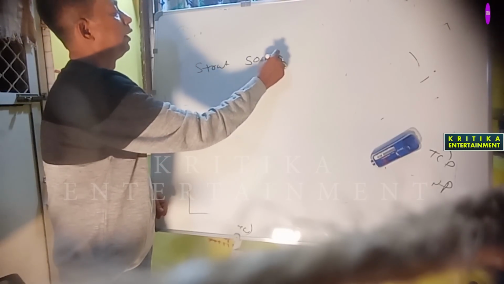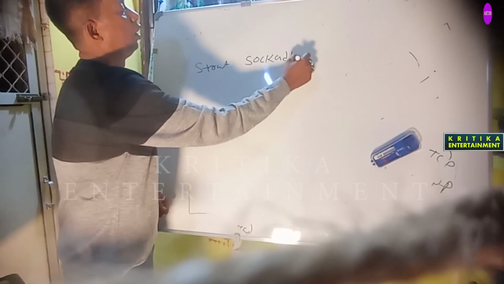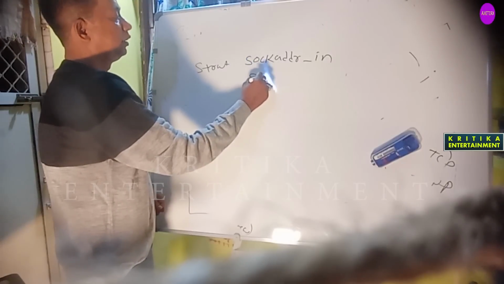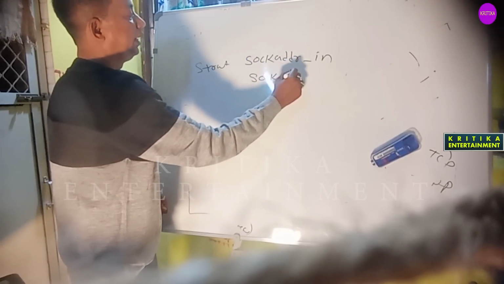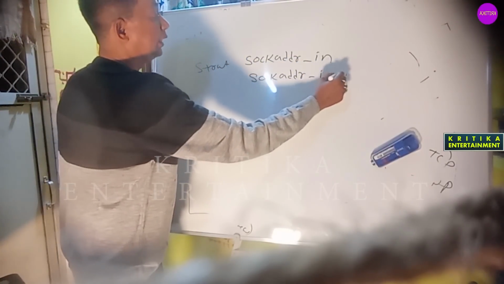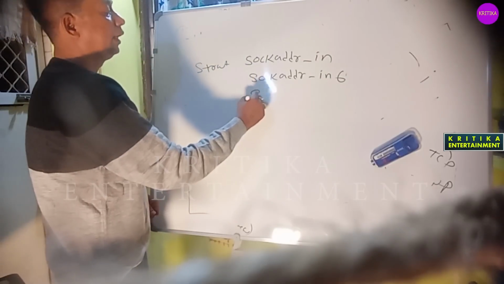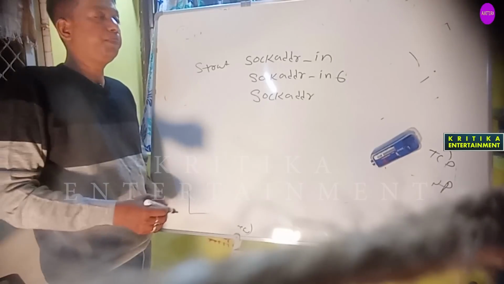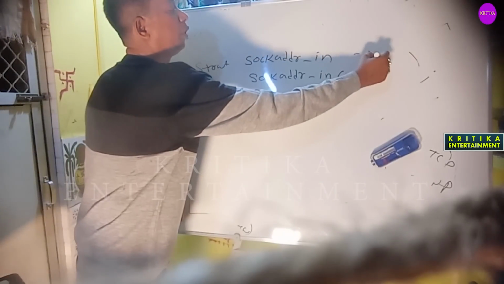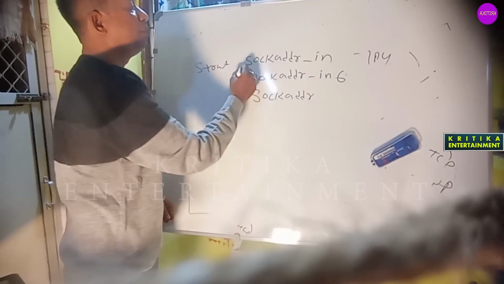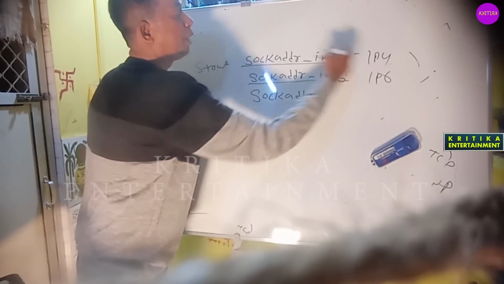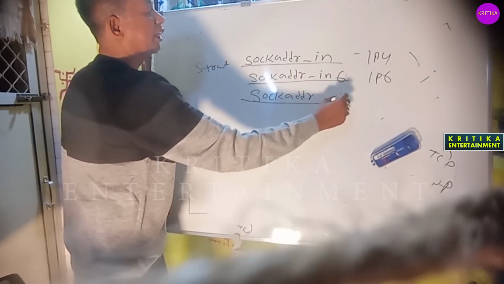struct sockaddr underscore in is there, another is sockaddr underscore in6, another is sockaddr. Now what is the difference? sockaddr_in is for IP4. I am doing IP4, so I will mention this. This one is called IP6, and this is called the generic structure.